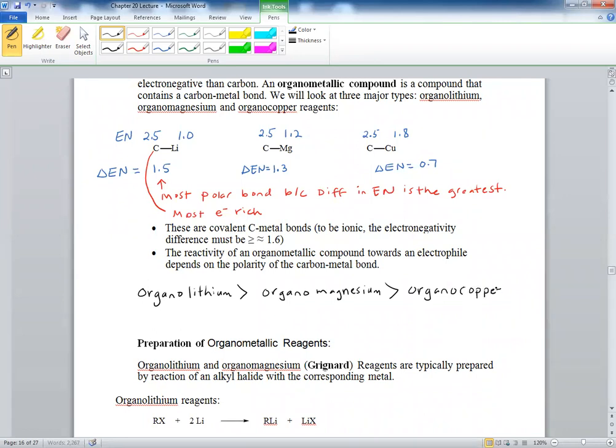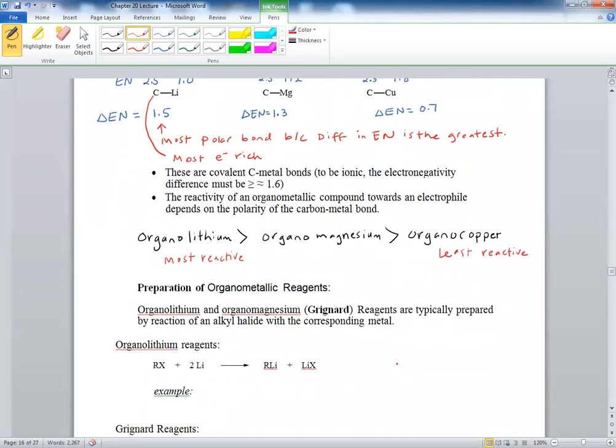So organolithium would be the most reactive, and the organocopper would be the least reactive. Of course, they have their uses. You can't always use organolithium. Too much reactivity isn't always a good scenario.